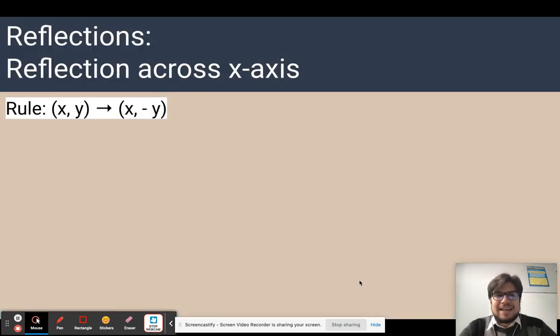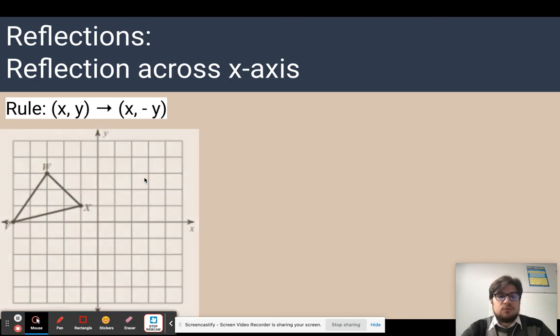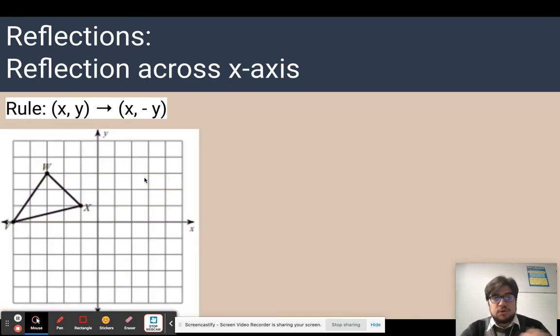The final one we're going to look at is reflections. And first, there's two types of reflections we'll talk about in this class: a reflection across the x-axis and a reflection across the y-axis. We've mentioned this before. Let's first look at a reflection across the x-axis. So the rule here is x comma y becomes x comma negative y. Interesting. And again, what we mean there, as we show the actual graph, is that we're just going to change the sign of the y value.